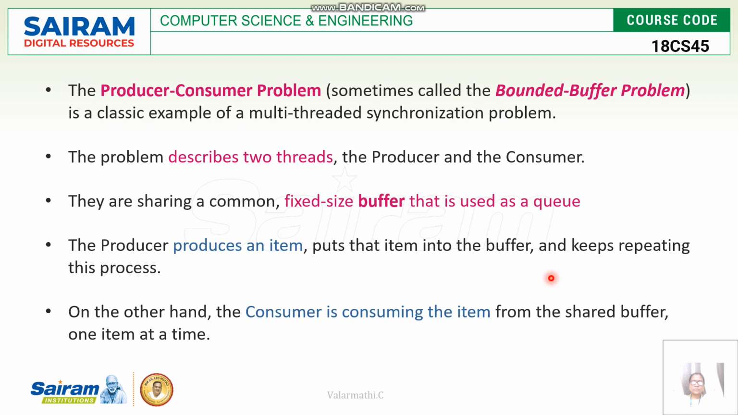This producer consumer problem is sometimes called the bounded buffer problem because it is a classical example of multi-threaded synchronization. It describes two threads. What are the two threads? The first one is the producer, and the second one is the consumer. The producer thread and consumer thread share a common fixed size buffer. That buffer acts as a queue in the programming, so in implementation, the buffer concept is implemented as a queue.